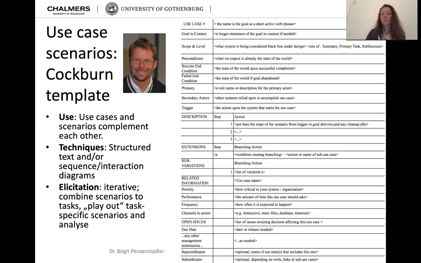And then there's a performance attribute, which is the amount of time this use case should take. And then there's a frequency. How often is this expected to happen?